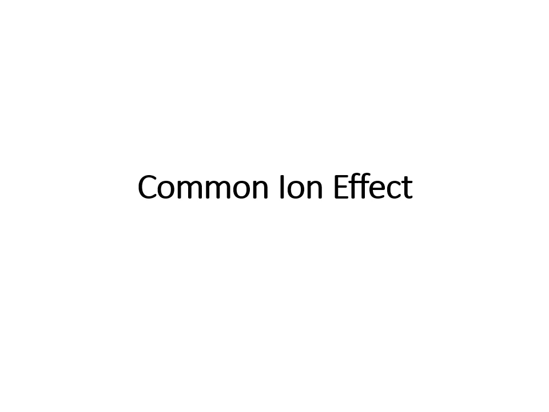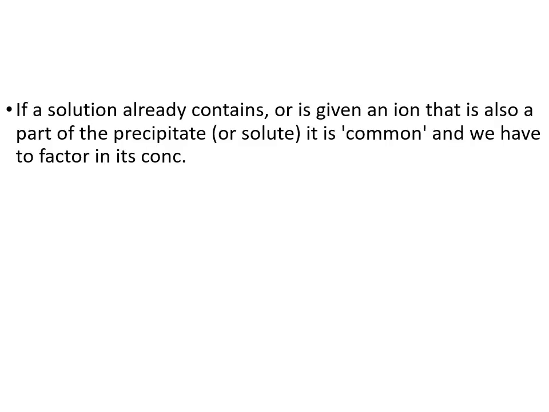The common ion effect. If a solution already contains some ions, or you add some ions to it, that is also part of what you're assuming could work out to be a precipitate, or it's already dissolved in the solution as a solute. If it is an ion that is in common, we have to figure it into our calculations. For example, if we're trying to dissolve silver chloride into a solution that has sodium chloride in it, that chloride ion is in common between the solution already and the ion that we're trying to dissolve in there. So we have to factor that into our calculation.